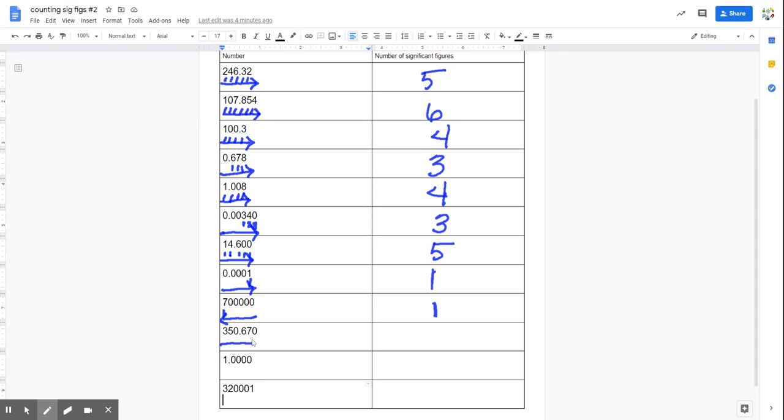So the next question has a decimal in it. We go from left to right. We start counting with the 3 because that's a non-zero. The 5 counts, the 0 counts, the 6 counts, the 7 counts, the 0 counts. So this has 6 significant figures.